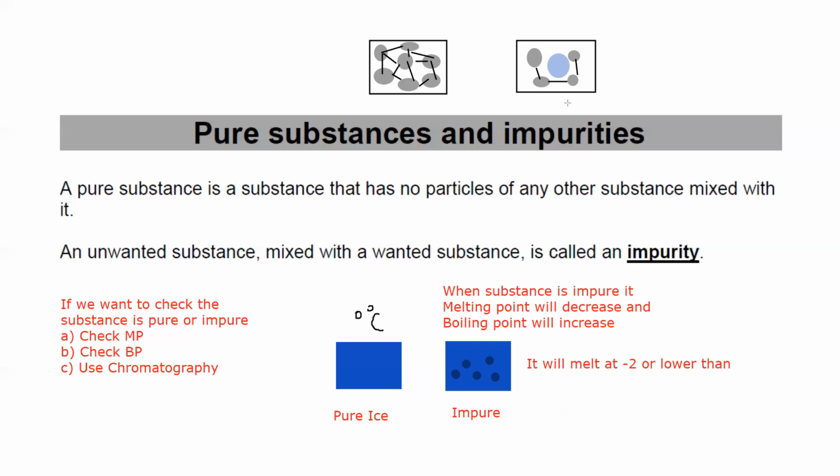So as the attraction between the ice particles decreases, what will happen? Which sample will melt at low temperature, A or B? This is a pure substance and this one is impure. So which substance will melt at low temperature? Which substance needs less energy? In case of B, we need less energy. So the impure substance will melt at low temperature, and the pure substance will melt at high temperature.